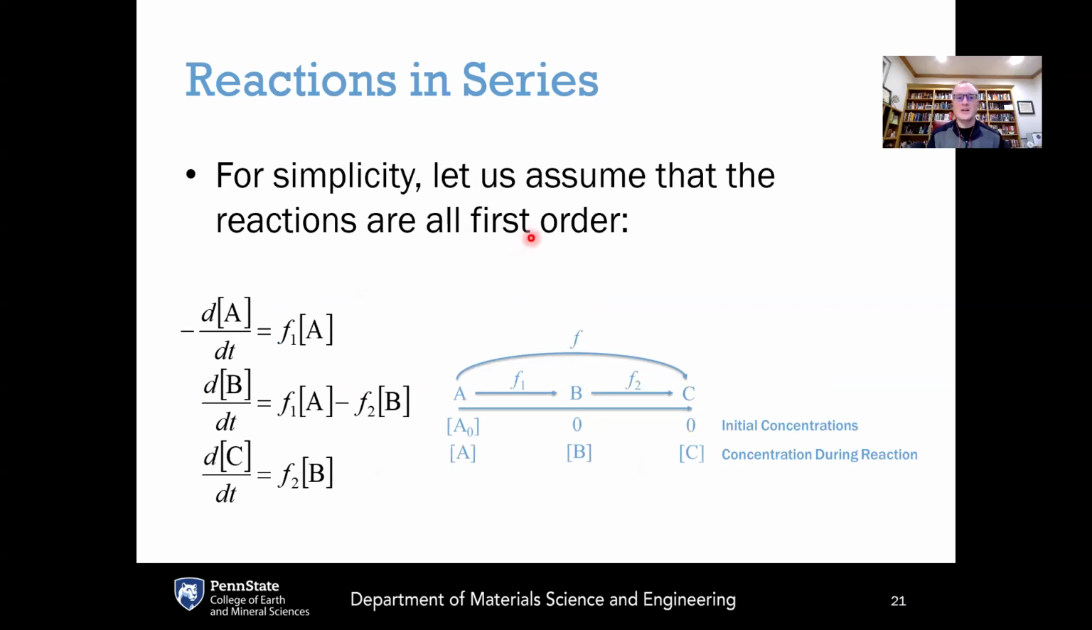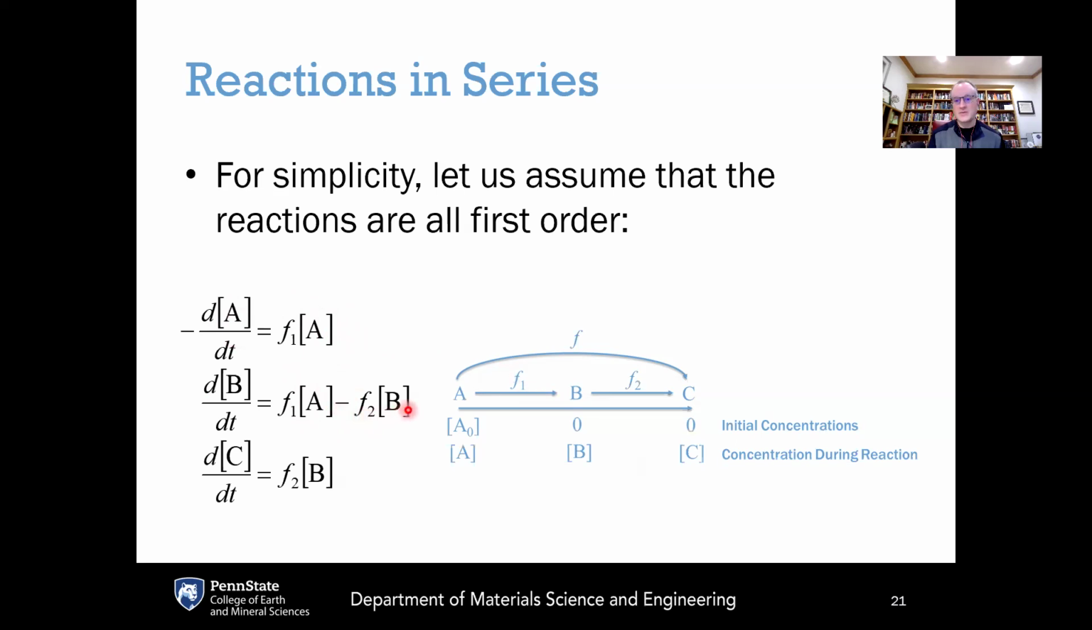So for simplicity, let's assume that the reactions are all first order. When we have that, we can set up 3 differential equations that describe the time rate of change of each of these species. So the minus the time rate of change of A is just equal to k1 times A, because however fast k1 is, that's the rate of loss of the concentration of A. Now for B, we've got a term here that increases the concentration of B, which is just our k1 times the concentration of A. So every time we lose some amount of A, we gain that amount of B.